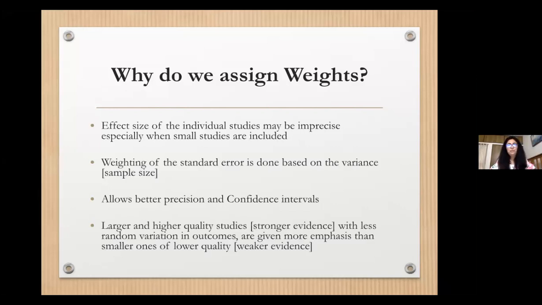So why do we give weights? First of all, the effect size of each study is imprecise because each study will have a different sample size. Like in the example I showed you, one study had 196 in one group, whereas the other had 200 something patients. So different studies will obviously have different numbers of participants, and you want to combine them all. So weighting is done on the basis of the sample size or the variance. It gives better precision also, and higher quality studies, which are stronger evidence, get more emphasis, right?